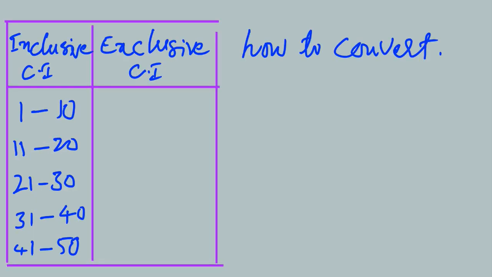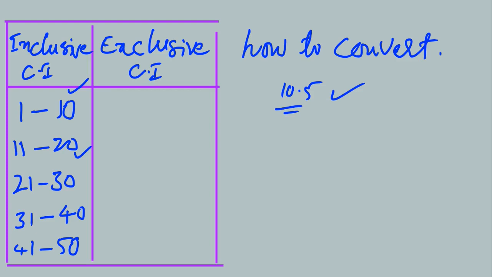Observe this table, where inclusive class intervals are given. Generally when we are finding any mean or mode, we convert the inclusive class intervals into exclusive class intervals. What is the need for exclusive class intervals? For example, 1 to 10 marks, 11 to 20 marks. If any student got 10.5 marks, where does it fall? In which class interval do we take it? We can't write it in the first class interval, and at the same time we can't put it in 11 to 20 either, because 10.5 is between 10 and 11.